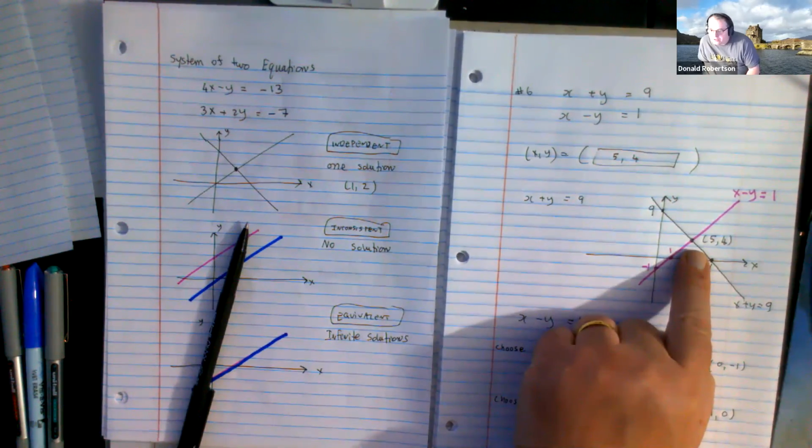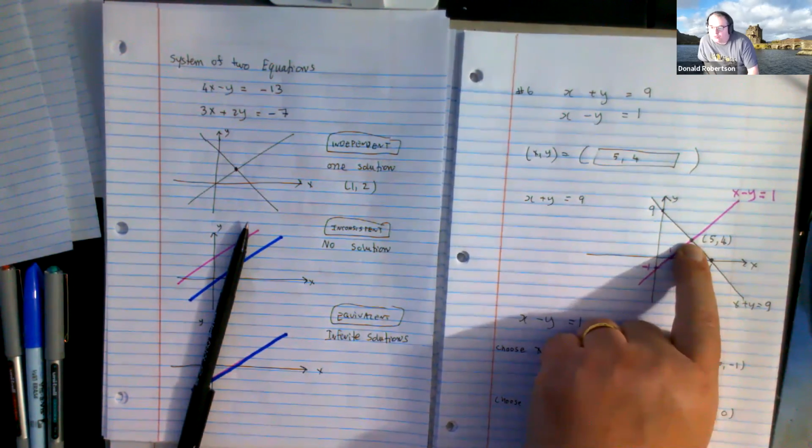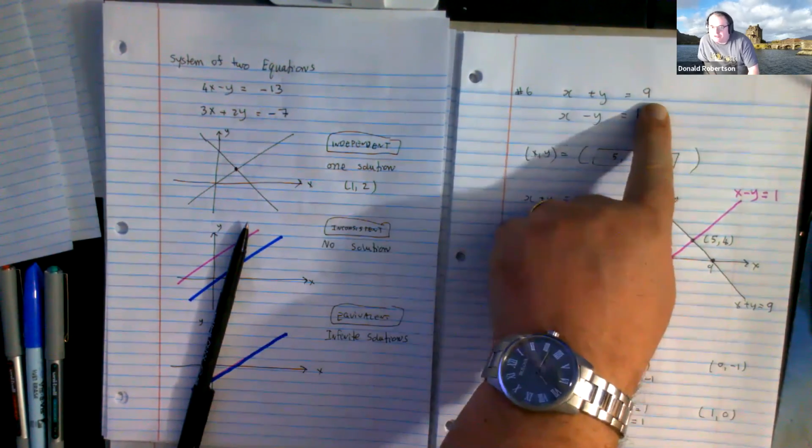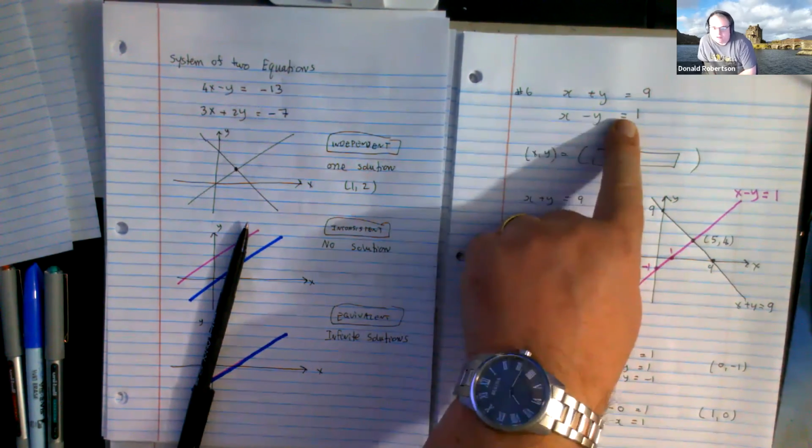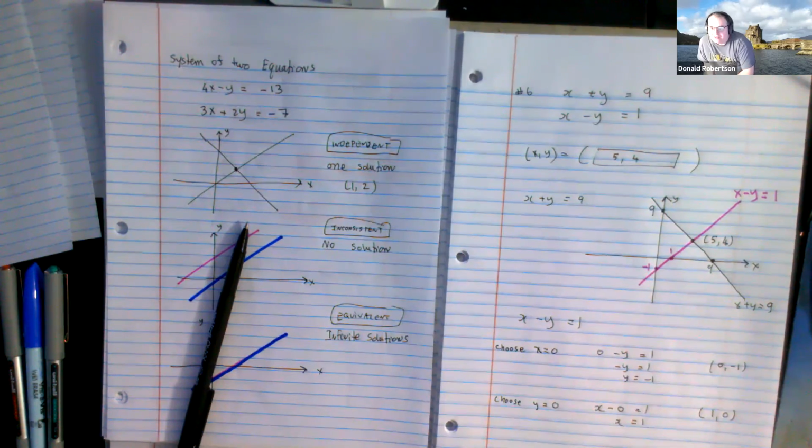Right, if 5, 4 is really the answer, shouldn't 5 add 4 be 9? And shouldn't 5 take away 4 be 1? Do you see it does work? Have I convinced you that I got it right? But can you see that if you did square paper, it would be exactly where the 5 going this way meets the 4 going that way, right? It would be nice and clear and you'd be good to go.